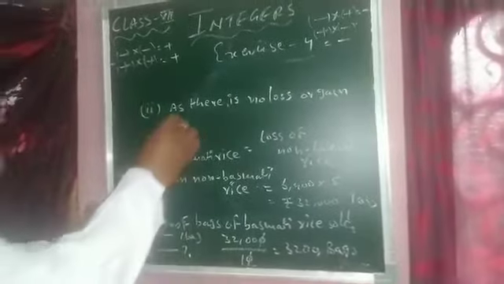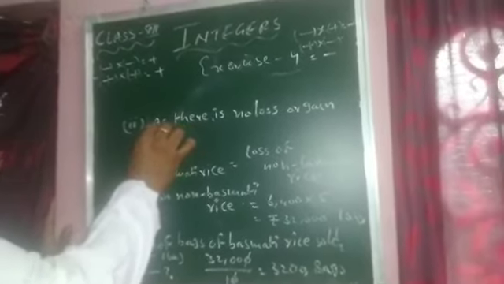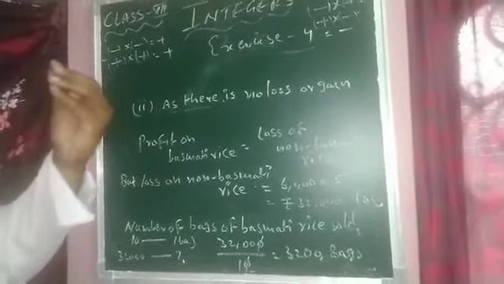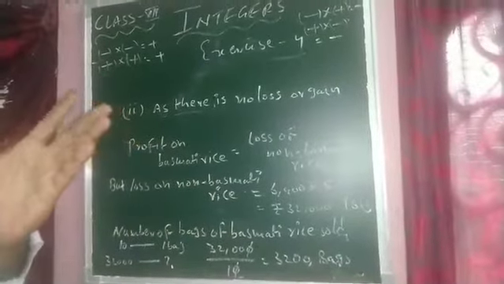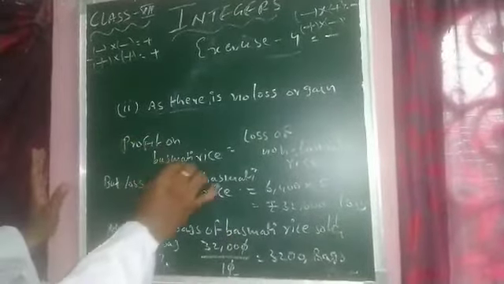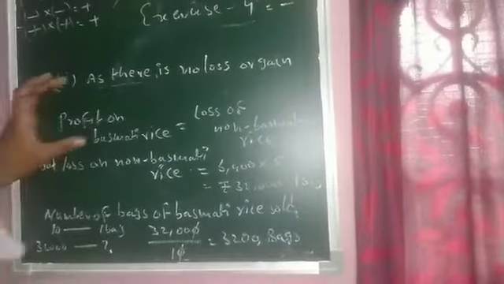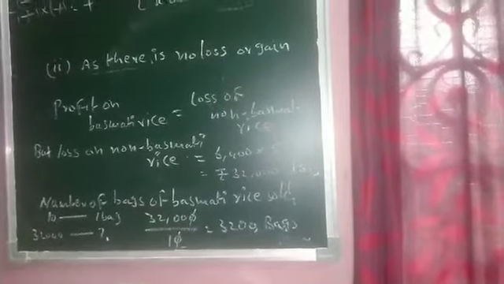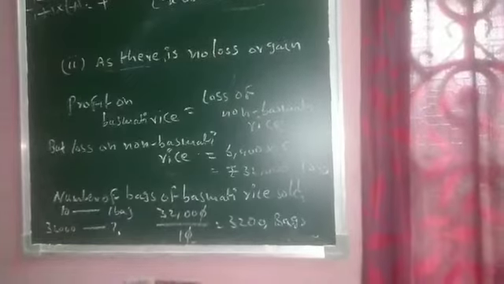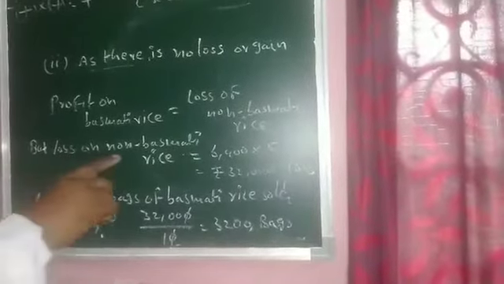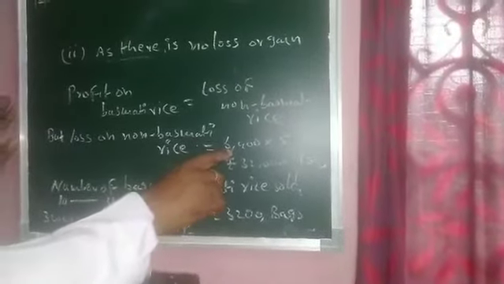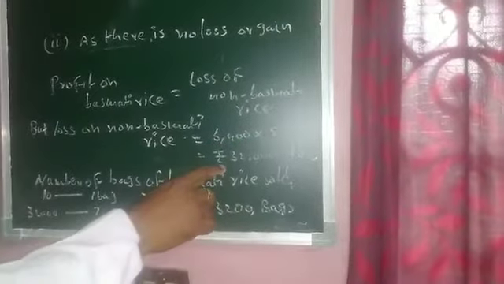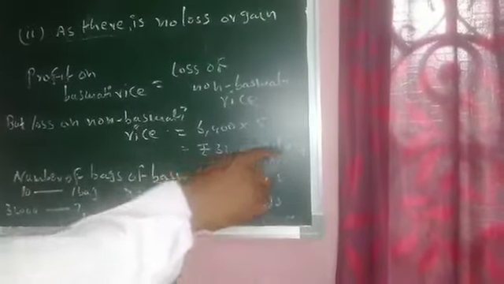In this question's solution, there is no loss or gain. He will not get a profit and he will not get a loss. That's why the profit on basmati rice is equal to the loss on non-basmati rice. Profit and loss must be equal. The merchant already sold 6,400 bags of non-basmati. The loss on non-basmati rice is 6,400 into 5, which is 32,000 rupees loss.